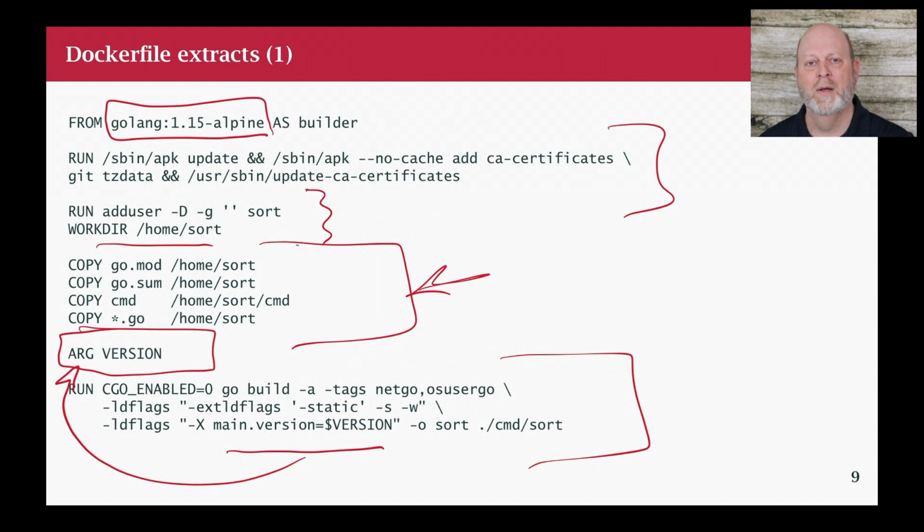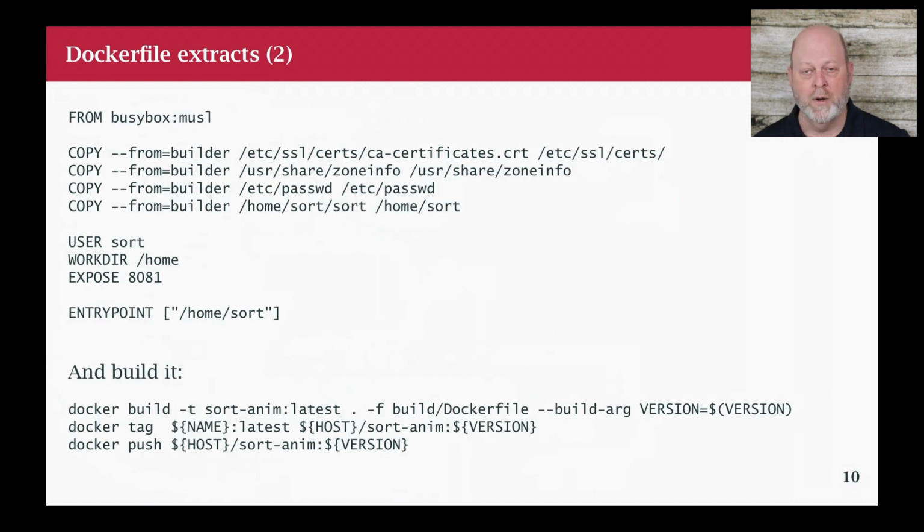So that's the build side. When this is done, I have a container with my program. But again, that container has Alpine. My container has all the Golang toolchain. Don't need them. So I'm going to then start a new container.